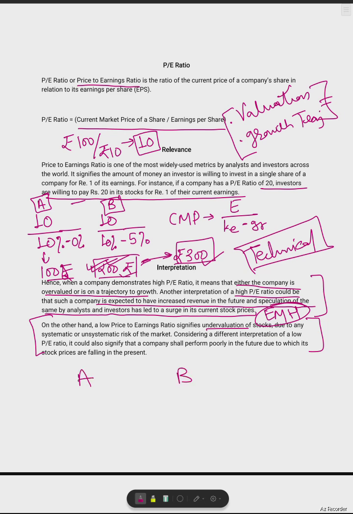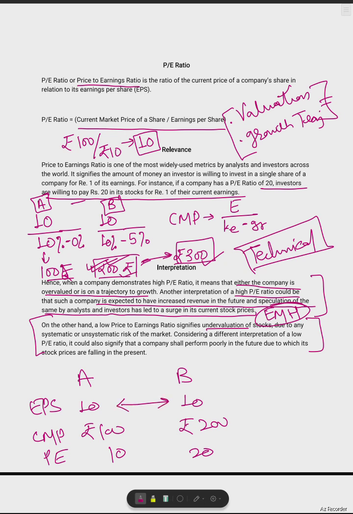So in this case, we have company A and company B. We know the earning per share: earning of company A is 10 and B is 10 again, and market price per share, as we calculated, is rupees 100 for company A, whereas for company B it's rupees 200. So the PE ratio in this case will be 10, and in this case will be 20. Though the EPS is the same, the market price is different, and the PE ratio of company B is higher because of the higher growth prospects. So investors see that this company belongs to the future.